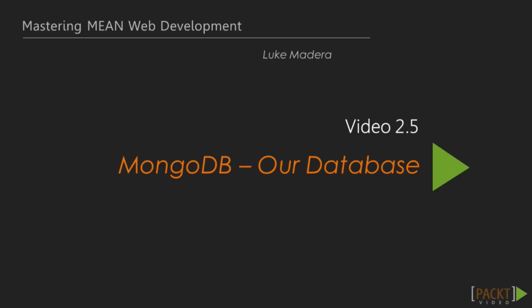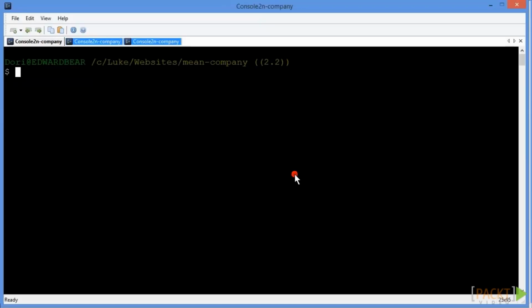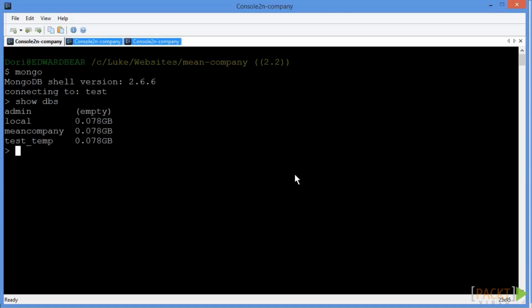In the last video, we went over Node.js, which was our backend. In this video, we're going to talk about Mongo. So we can access MongoDB from the shell in the command line if we just type mongo. And we can do show dbs to see which databases we have. We're going to use Mean Company, which is the one that we've been working on.